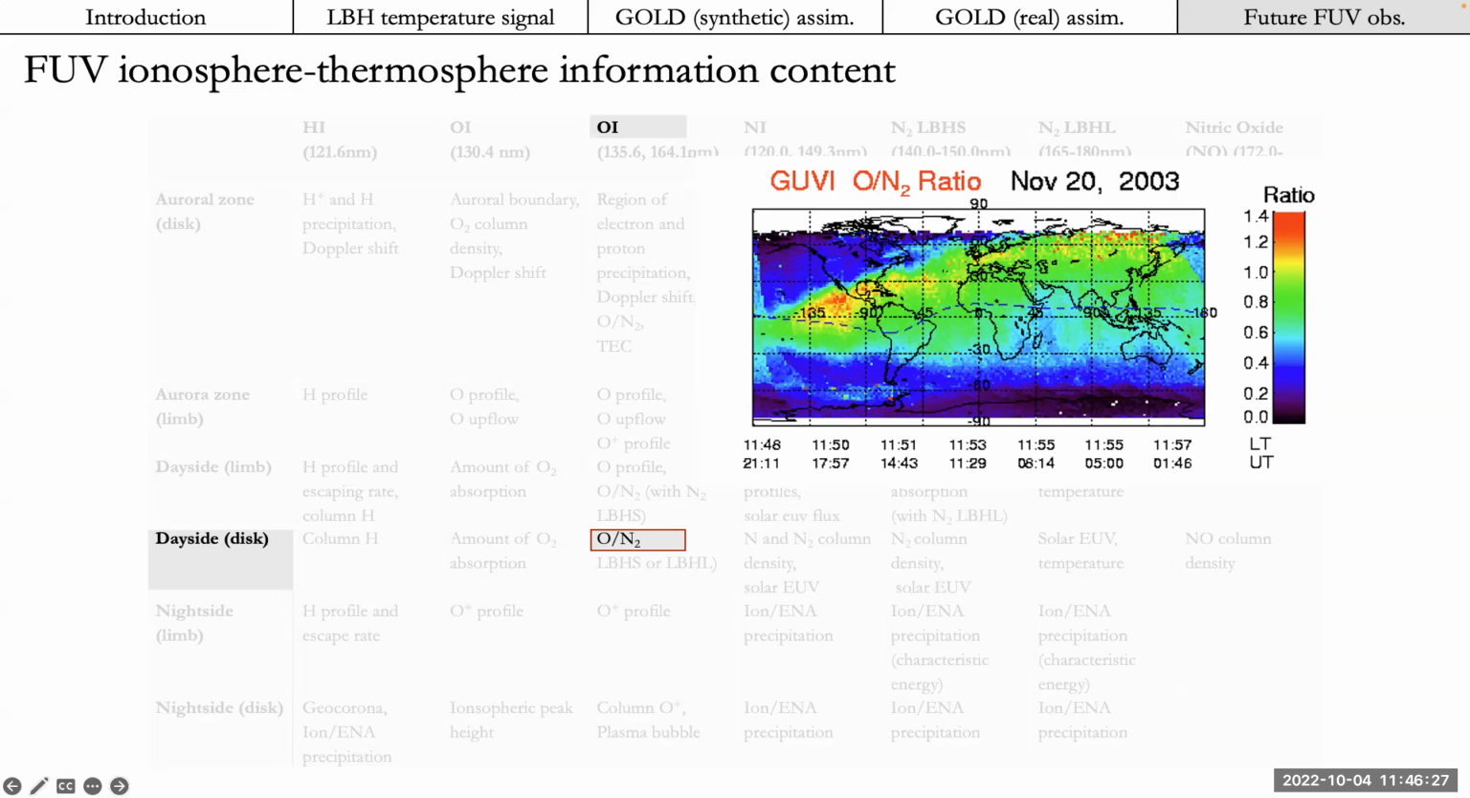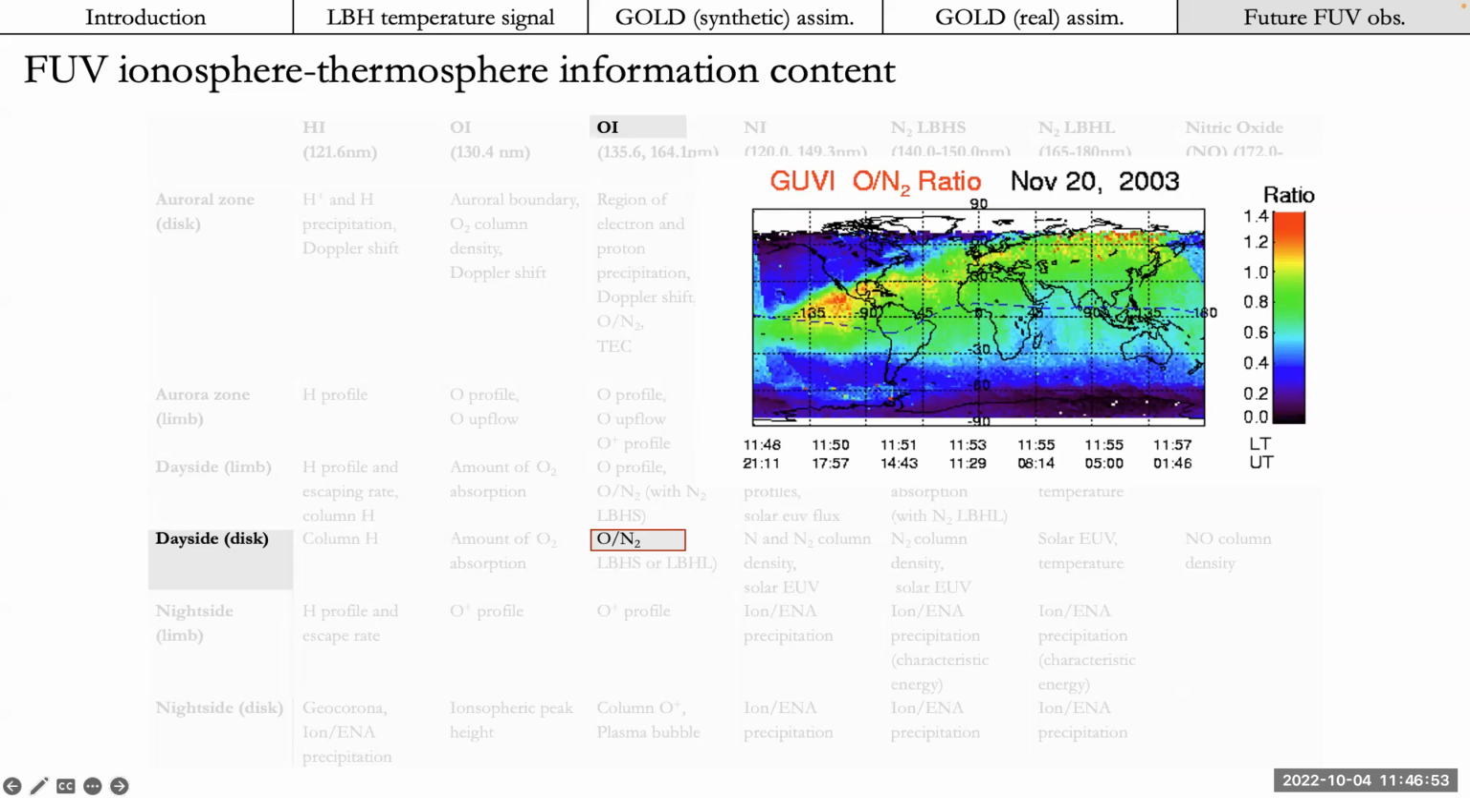I'll note though that there is quite a bit of work that still needs to be done to cross-calibrate the O to N2 ratio between these three missions. And it may actually turn out that O to N2 is less valuable, and we actually just want to assimilate the radiance intensities from each of these lines. But that is all work that can be done in the future.